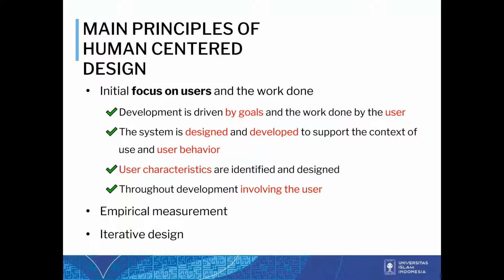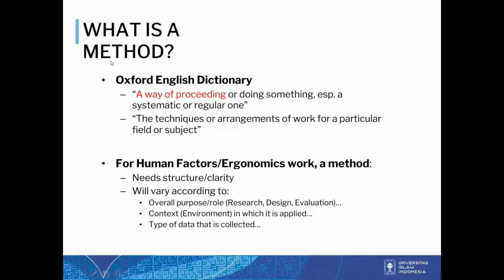The system is designed and developed to support the user behavior, and we identify and design using the user characteristics. And the last one, we design the product or method or system by involving the user. So this is the main principle of human-centered design. Well, what is the method?